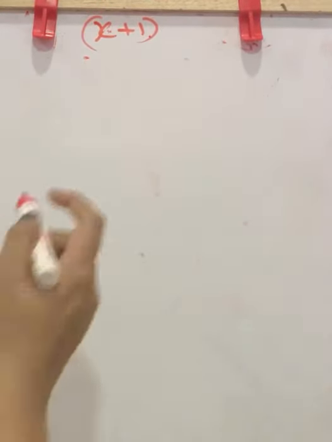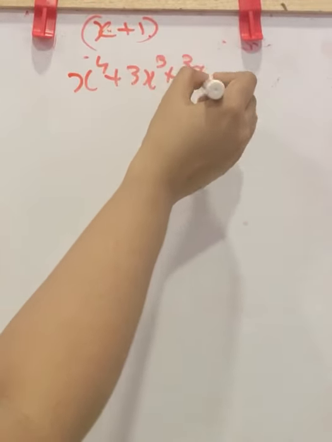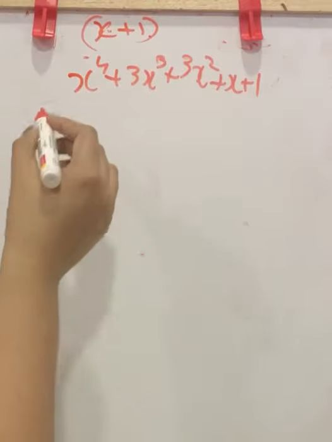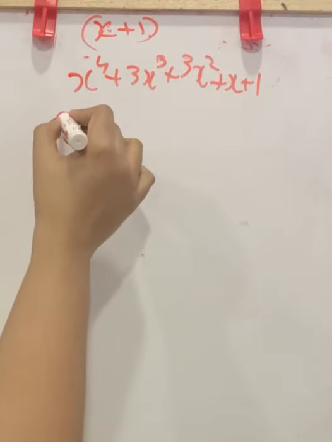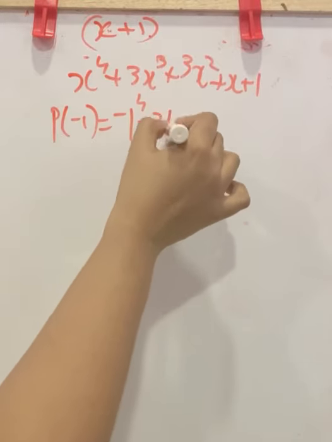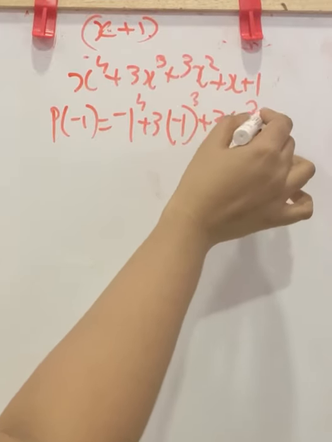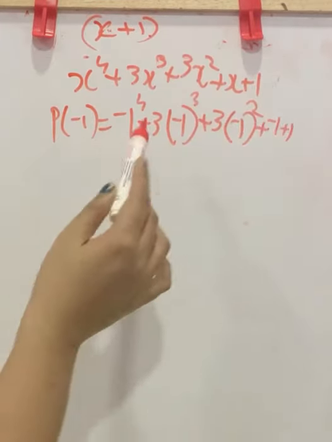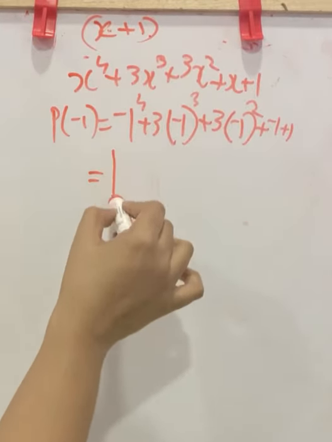Next is x raised to 4 plus 3x cube plus 3x square plus x plus 1. We have to find p of negative 1 equal to 0. So p of negative 1 is equal to negative 1 raised to 4 plus 3 into negative 1 cube plus 3 into negative 1 square plus negative 1 plus 1. Substituting negative 1 for all the x. Now this becomes positive 1.